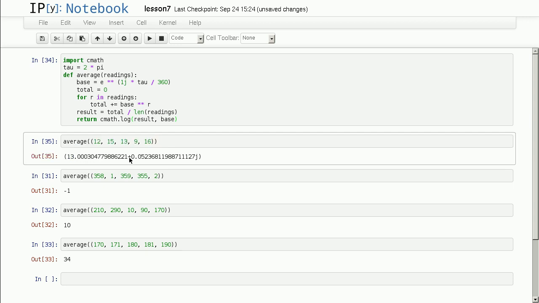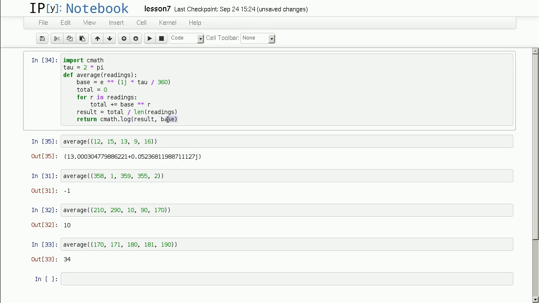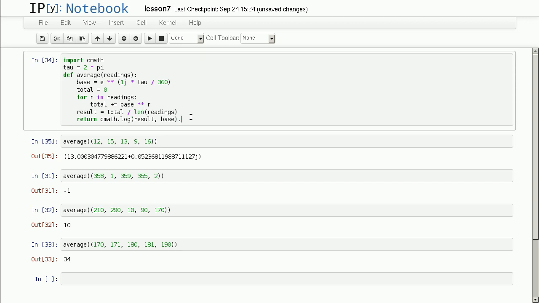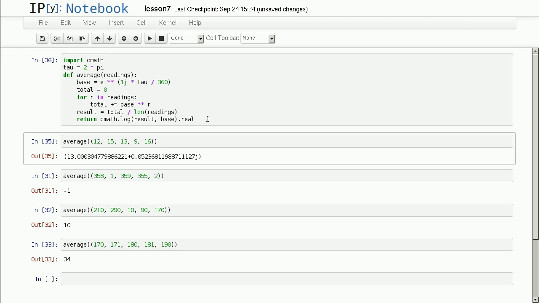However, it has this extra little imaginary component. The reason it has this extra little imaginary component is because my result isn't actually on the unit circle, and I'm doing a complex logarithm with respect to a base that is on the unit circle. There are a number of ways to correct this problem, but notice that just the real part is basically the answer we were looking for. So for now, an acceptable way to avoid this problem with this complex result is just to take the real part of the result and ignore the imaginary part.